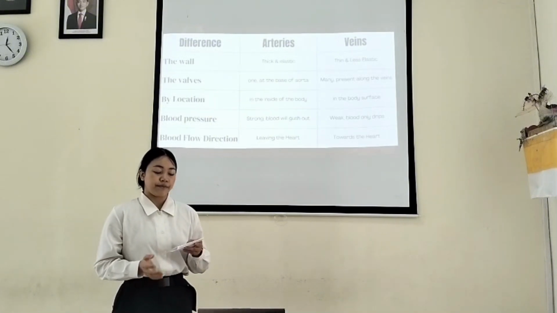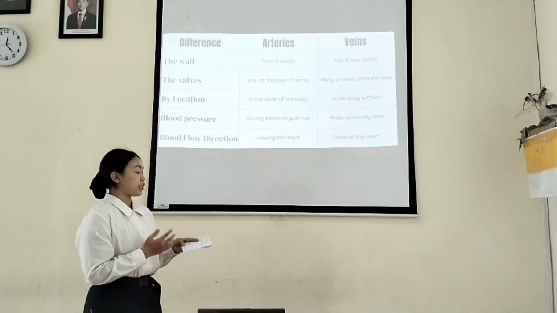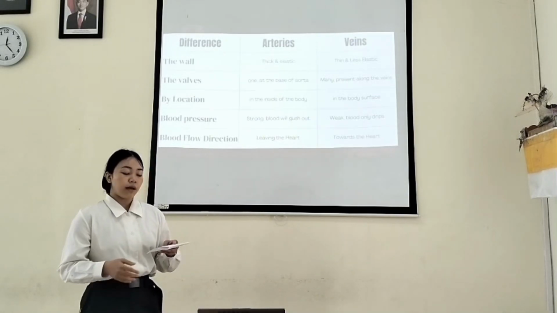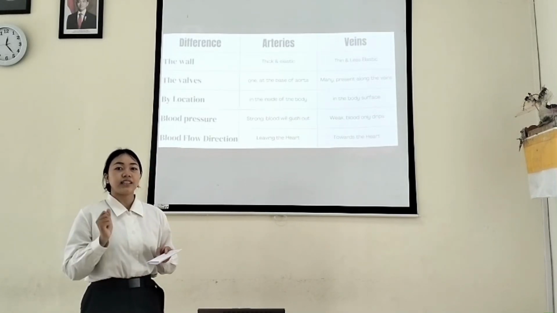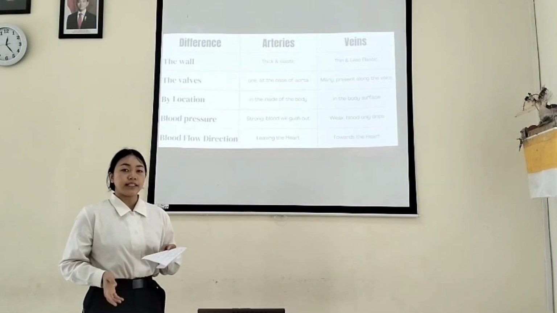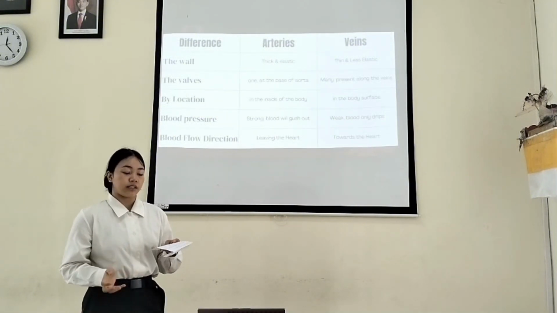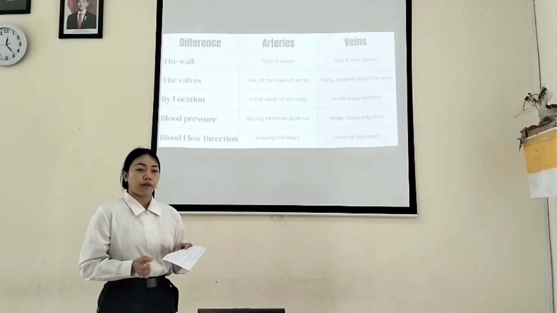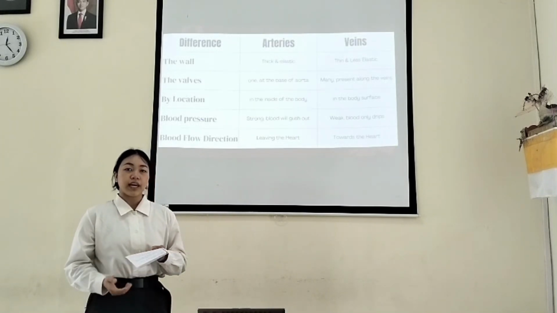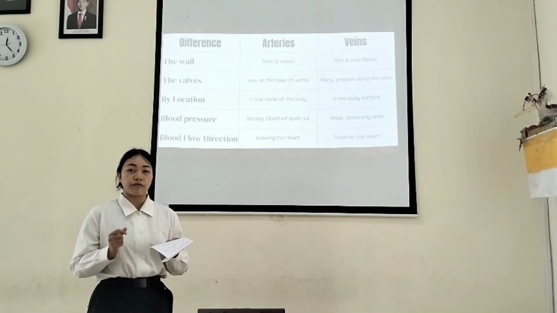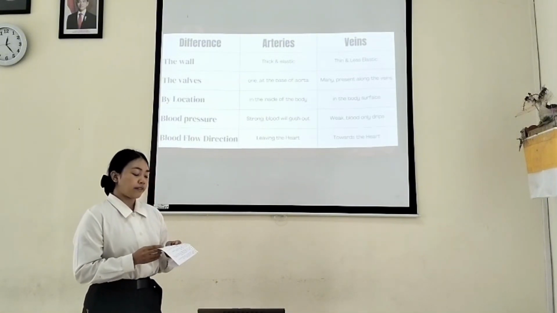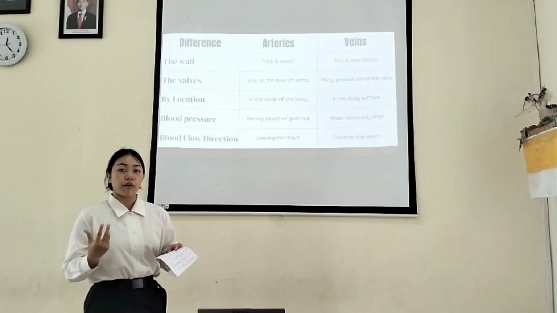surface of the body. And if you look at the blood pressure, arteries have a strong blood pressure. If it's injured, blood will immediately gush out. And veins have a weak blood pressure. If it's injured, blood will only drain out. And if you're looking at the direction of the blood flow, in arteries blood flows away from the heart, and in veins blood flows toward the heart.